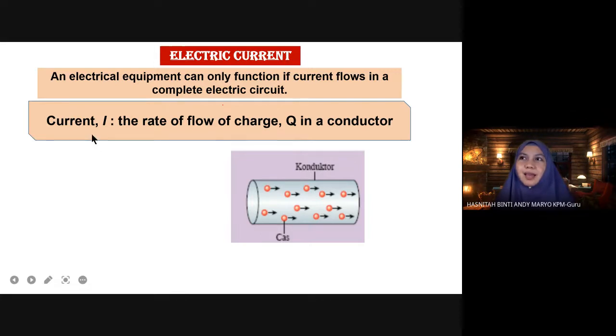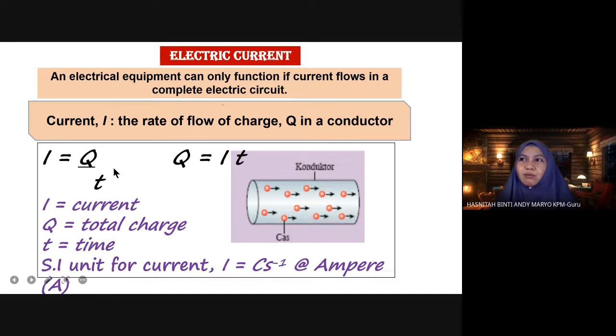Again, current, the symbol is capital I. It is defined as the rate of flow of charge, and this is the equation. I is the current, capital Q is the symbol for charge, the total charge, and t is the time. So what is the unit for current? Q is in coulombs, the charge.